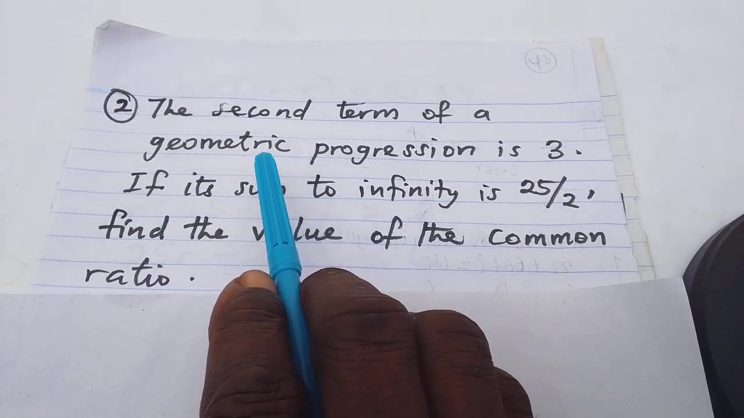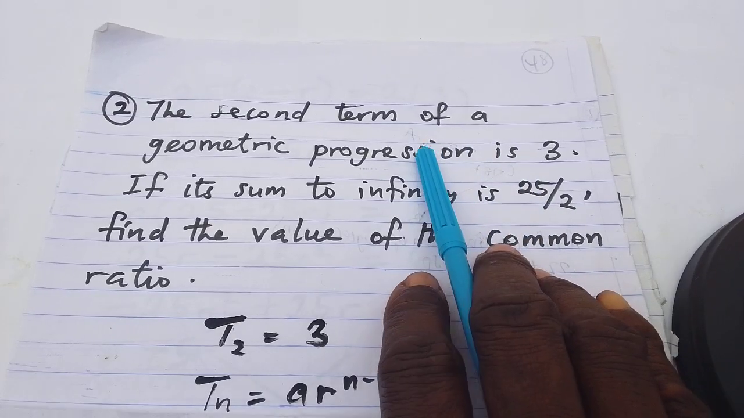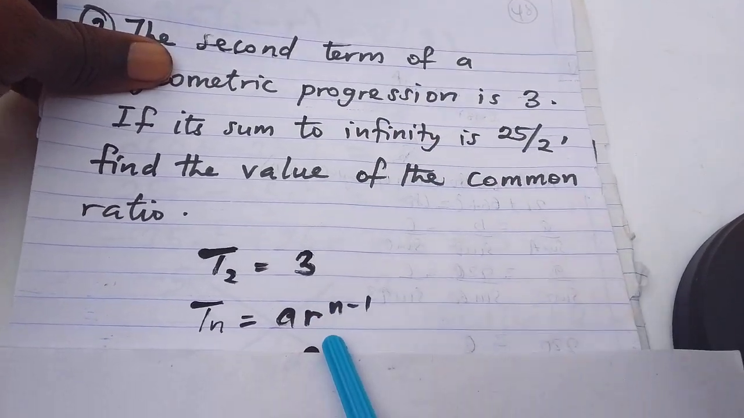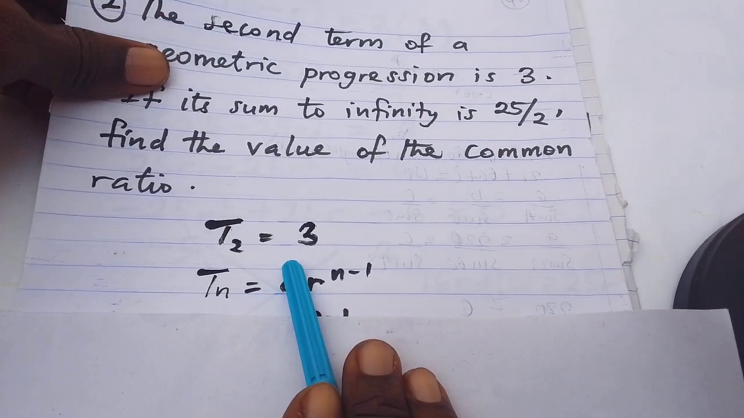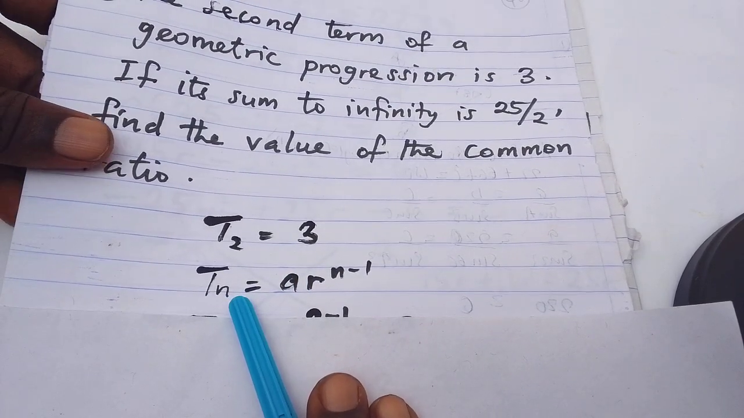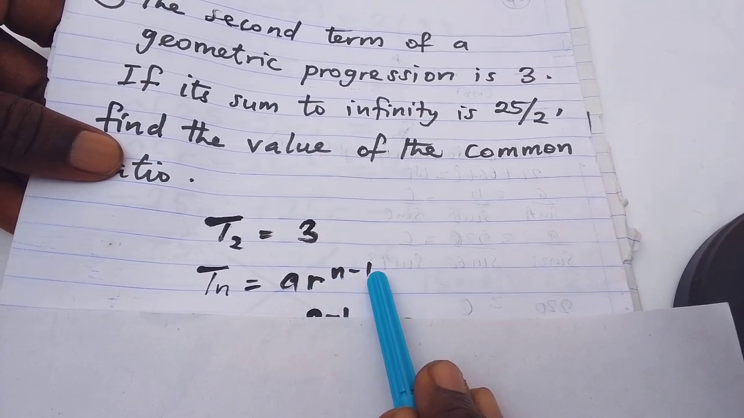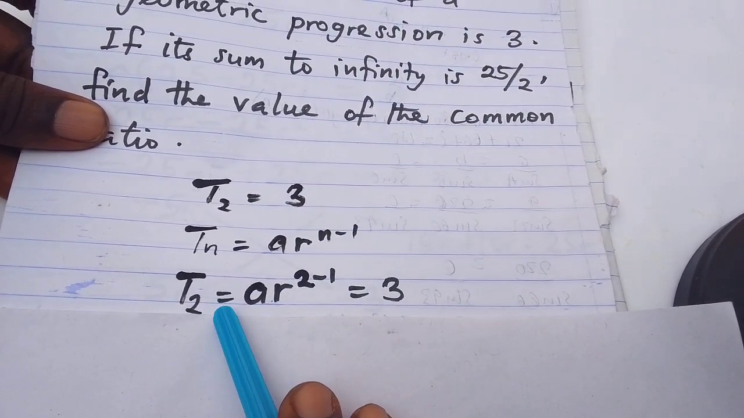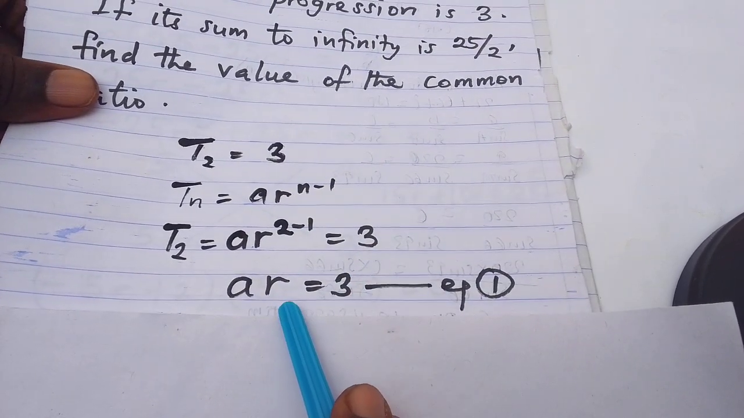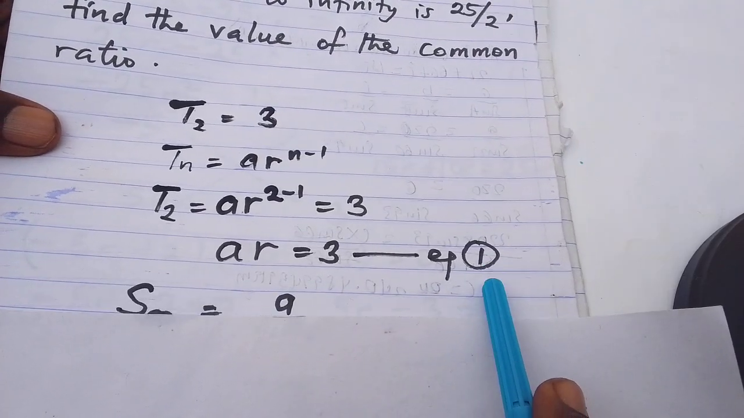So you are told that the second term of a geometric progression is 3. If you substitute into the formula for the nth term of a GP, Tn is equal to AR raised to power n minus 1, our n here will be 2, so 2 minus 1, is equal to 3. So AR is equal to 3. This is your first equation, equation 1.